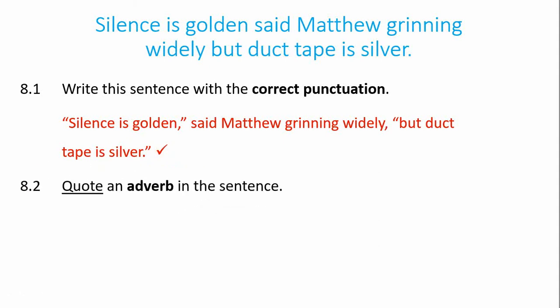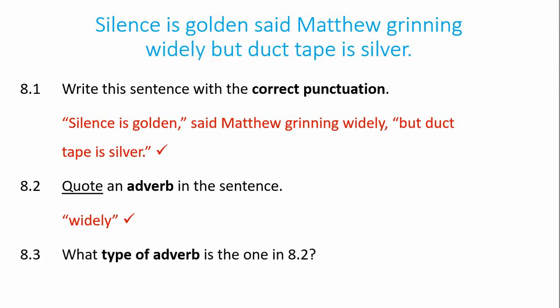8.2, quote an adverb in the sentence. I'm looking at wildly because he was grinning. How was he grinning? How is manner, so that is wildly, adverb of manner. Alright, remember adverbs usually, not always, but usually end in ly. 8.3, what type of adverb? I've just given that to you, adverb of manner. Alright.